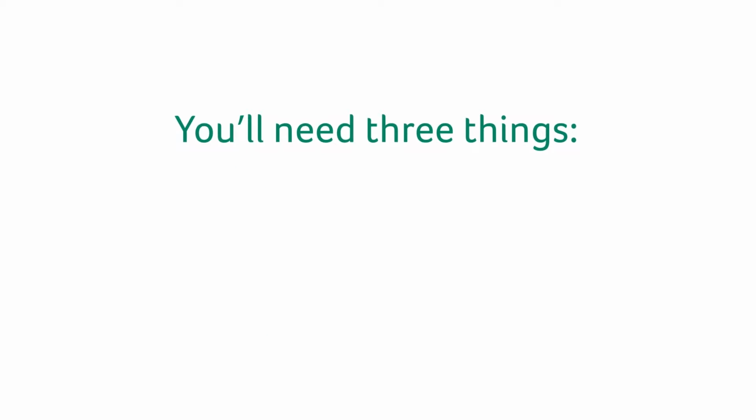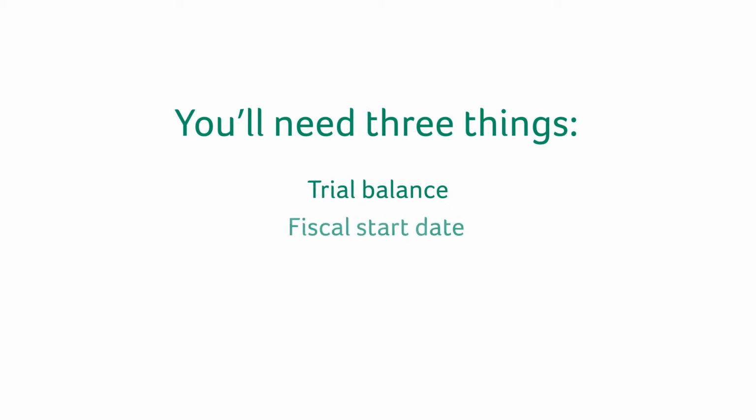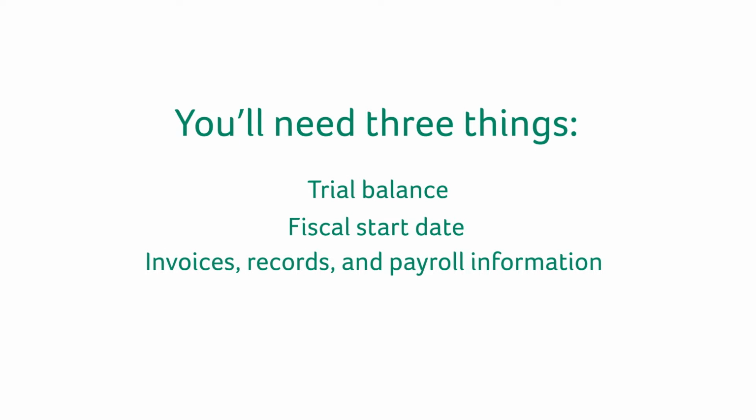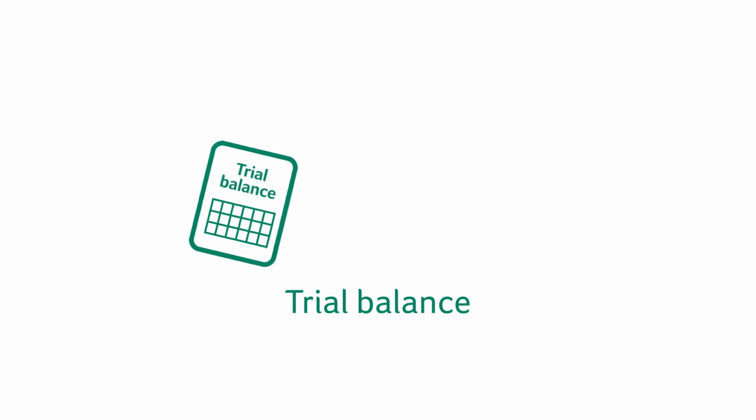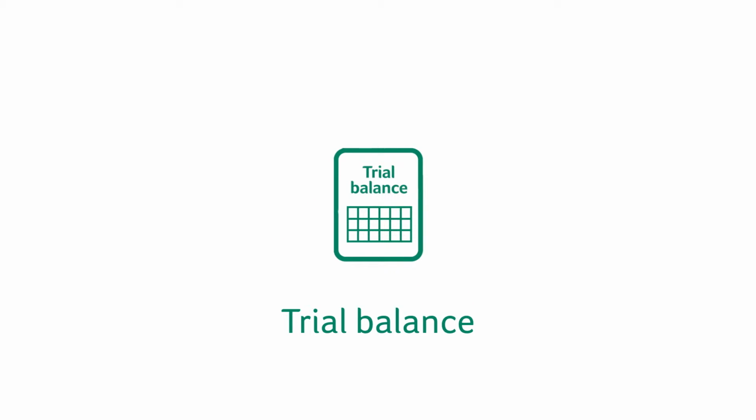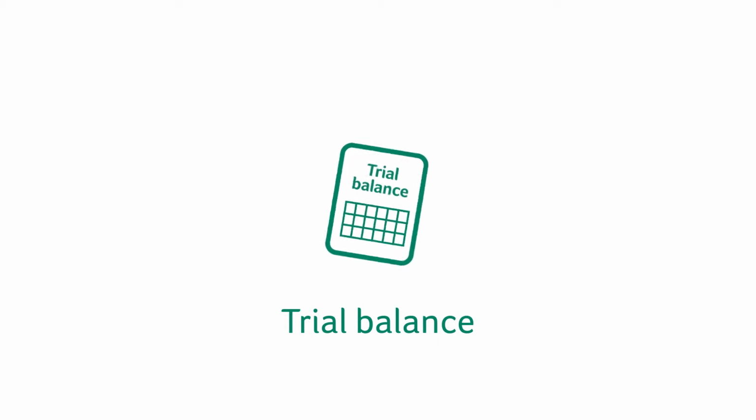If you're an existing business, you'll need three things: current trial balance, fiscal year start date, all of your unrecorded invoices, records, and payroll information. If you're just getting started in accounting, you won't have a trial balance. If you have an older accounting software package, produce a trial balance through a reporting tool.